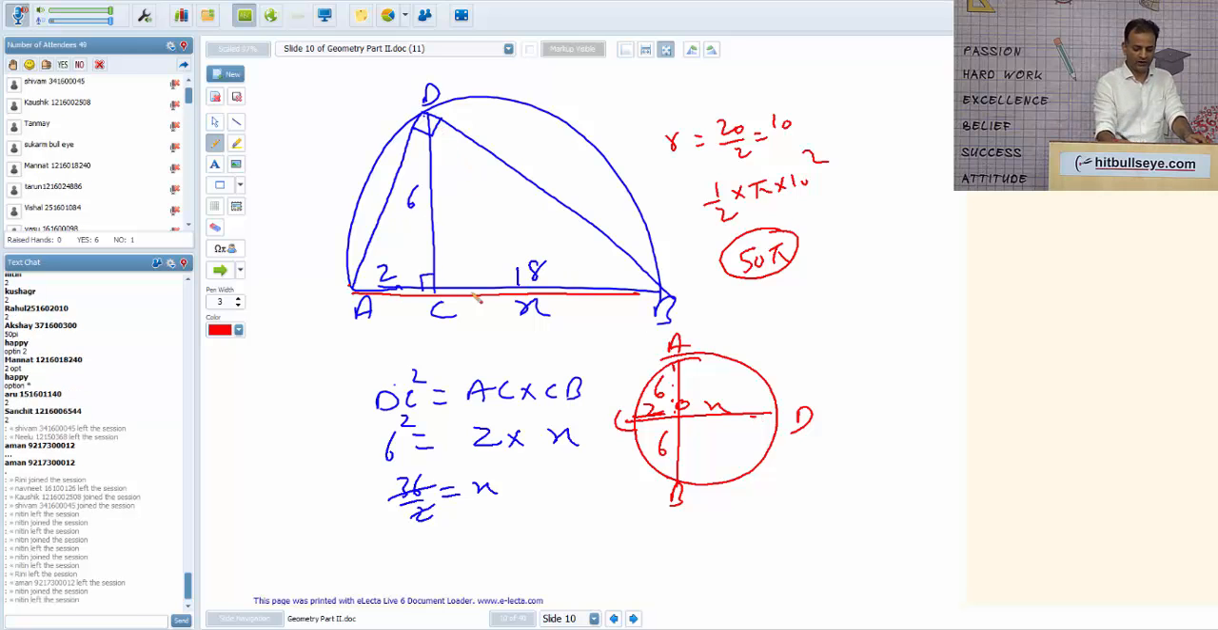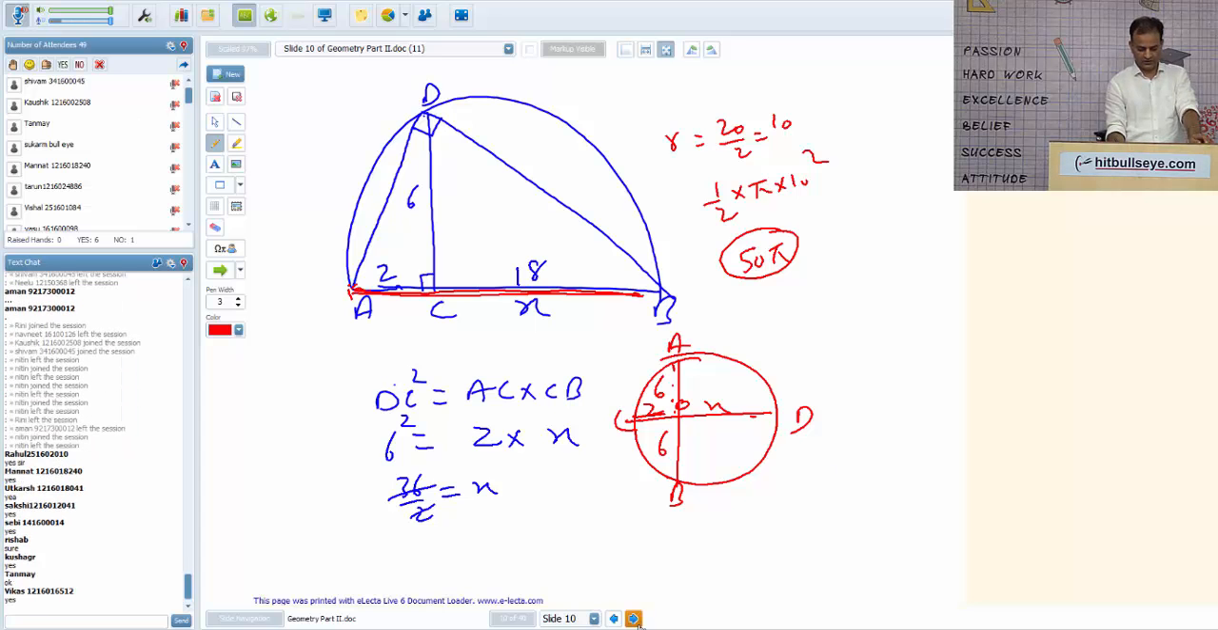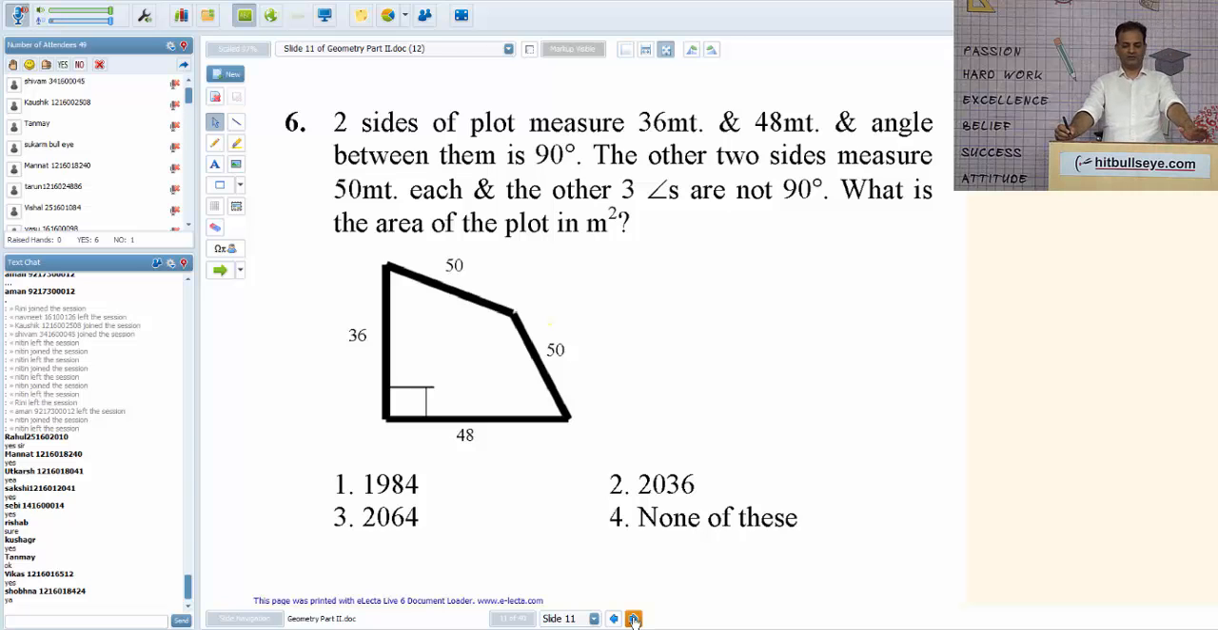This is a semicircle, and if we make a full circle here, friends, you can see the next portion will be 6 also. Got it? Otherwise you can apply the intersecting chords theorem. Okay, should I move forward, friends? Next question is again from CAT bulletins.